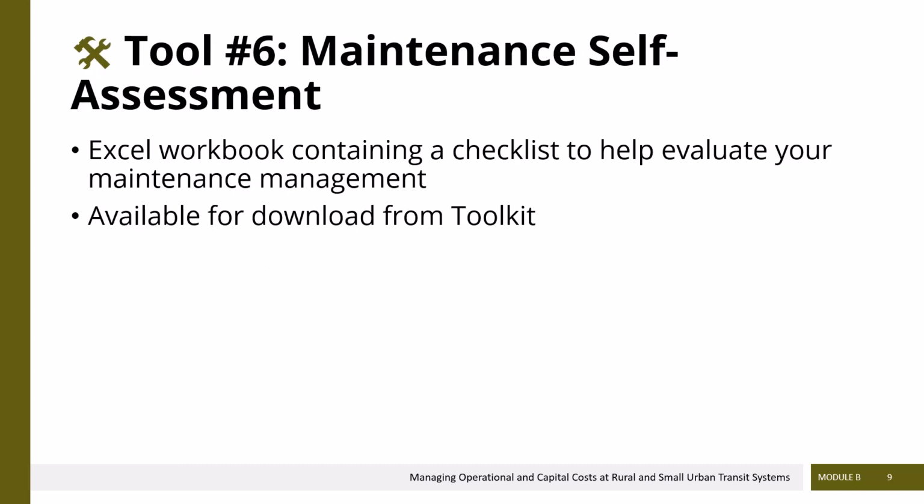One way you can take a quick look at how your maintenance program is doing is to perform a self-assessment. Tool number 6, which is available for download from the toolkit, is a maintenance self-assessment. Tool number 6 is an Excel workbook containing a checklist to help you evaluate your maintenance management. Let's take a quick look at this tool.